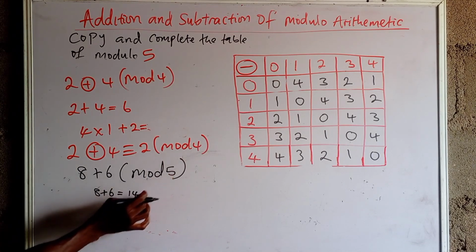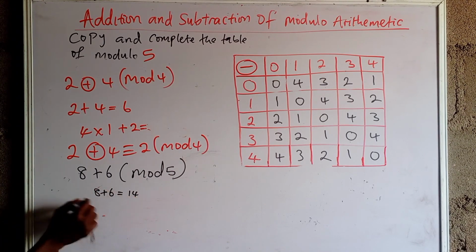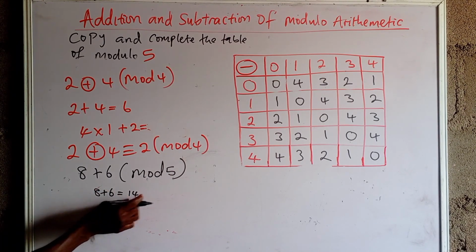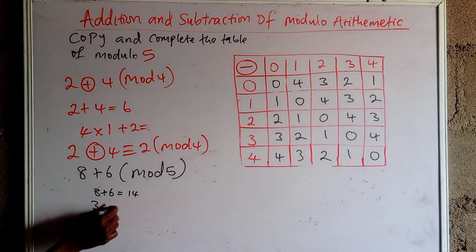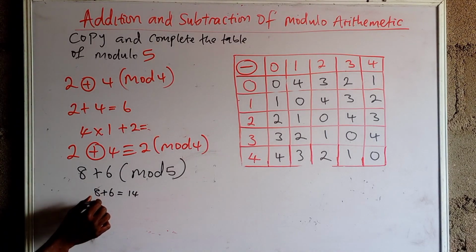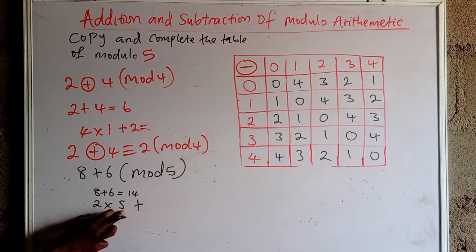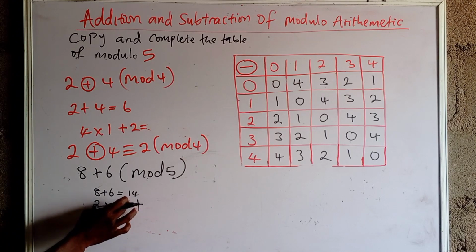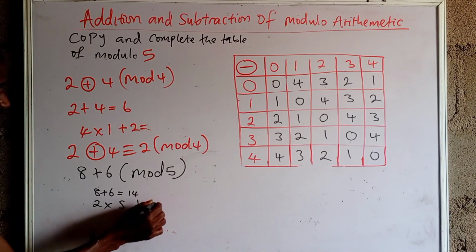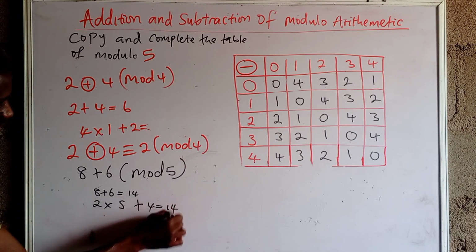Therefore, how many 5s do you have in 14? You may have 2 times 5, which is 10, plus 4. 2 times 5 plus 4, you get 14 here.